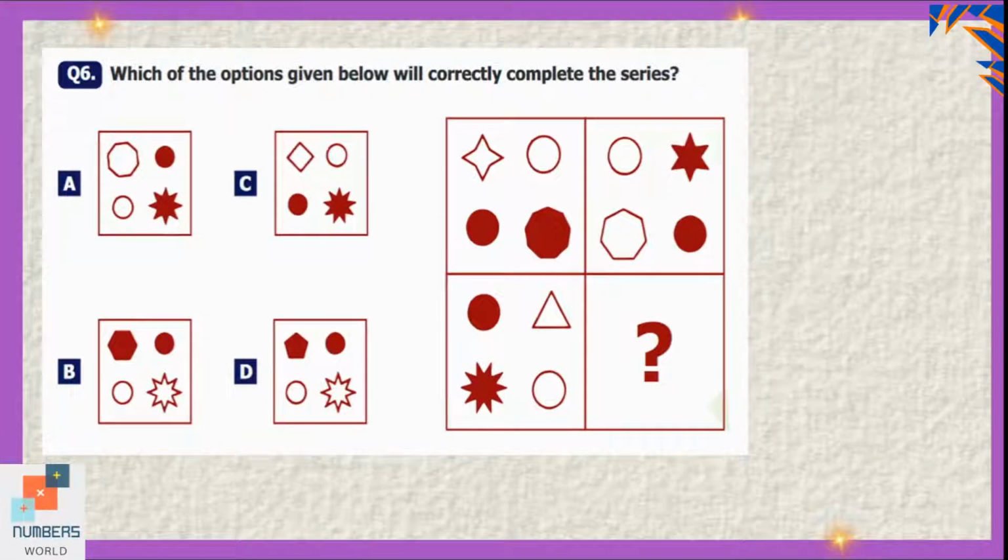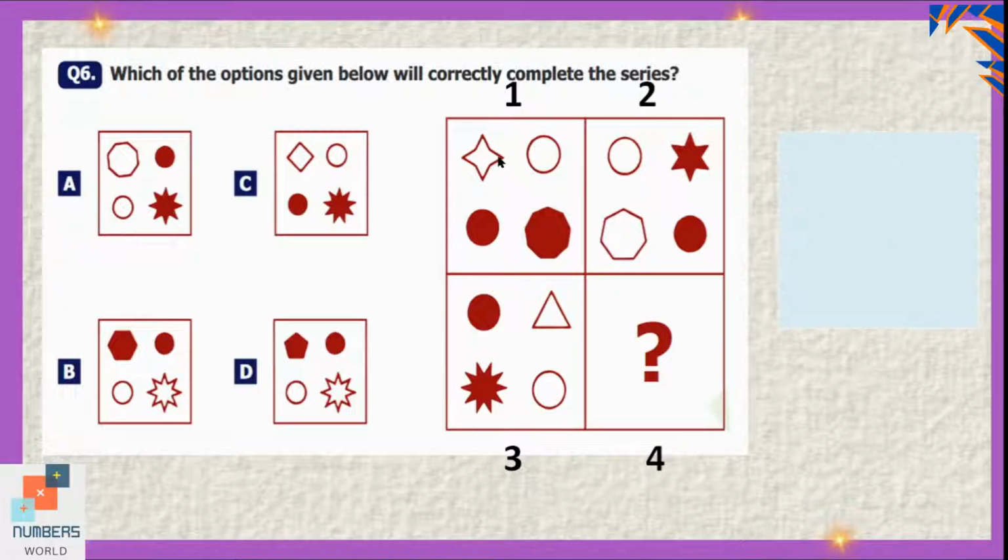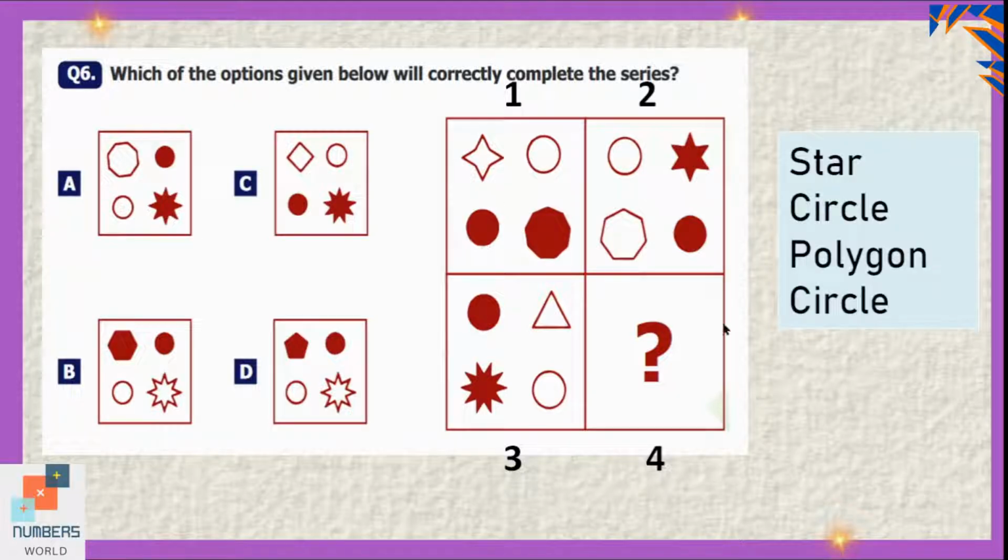Question number 6, which of the options given below will correctly complete the series? So let's mark the squares first. 1, 2, 3, and 4. There are 4 shapes given in one square. It's a star, circle, polygon, and circle again. So let's compare the stars first. In the square number 1, there is an unshaded star with 4 corners. In square number 2, there is a shaded star with 6 corners. In square 3, a star with 10 corners and it is shaded as well.